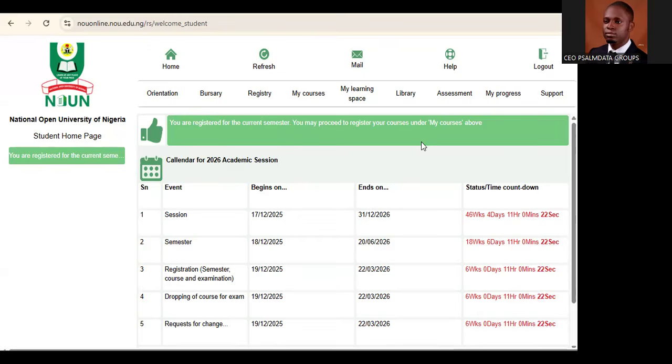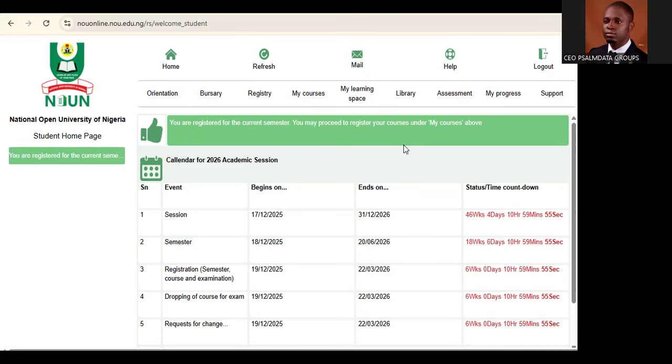Most especially, we want to deal with clearing the confusion that has always been on students' minds concerning elective courses, most especially those students that usually have 5 electives, 4 electives in some semesters. And there is this confusion, am I to register 3, am I to register 2?